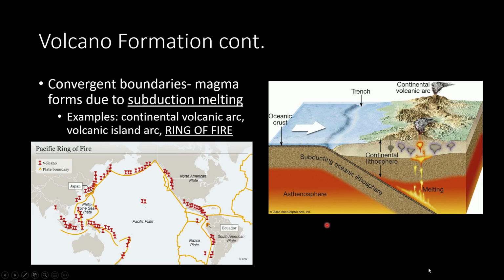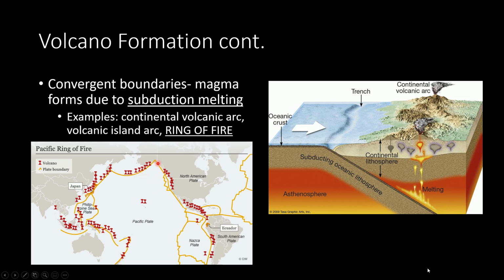A volcanic island arc, so when you've got like two oceanic chunks of plate that are moving together, like here's the Aleutian Islands that we talked about, that chain of islands coming, that little tail that sticks down off of Alaska. That's an example of convergent boundary volcanism.